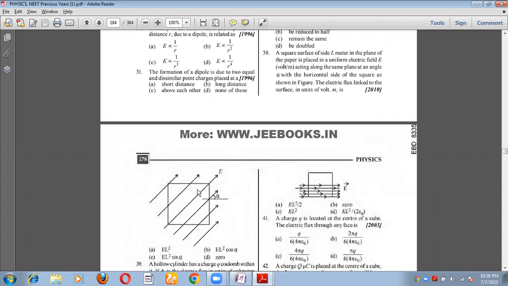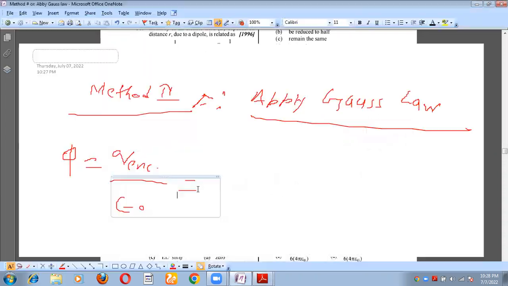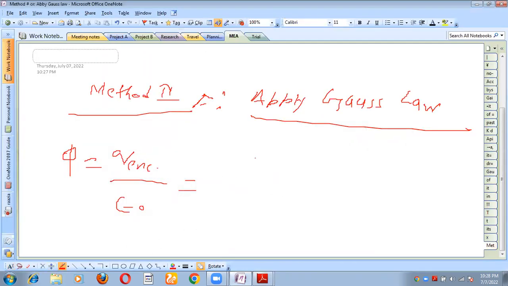Obviously not, sir. The electric field is coming from outside the surface and moving outside. So what is the net charge enclosed? 0. So flux should be equal to 0. Getting my point? Yes, sir.